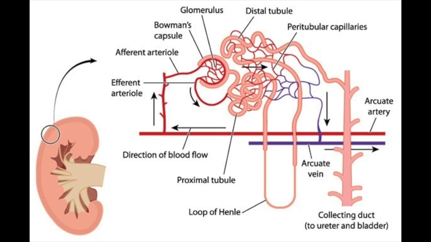So if you look at this and you look at Bowman's capsule and the glomerulus, that area there, it's kind of at your 11 o'clock on your screen. That's really the meat and potatoes of it all. That's where most of your filtration takes place. Blood pressure management takes place, and it's extremely delicate. As we work our way through the nephron and we get down to the bottom there, you'll see your proximal tubule, and you'll see your loop of Henle, however you want to pronounce it.